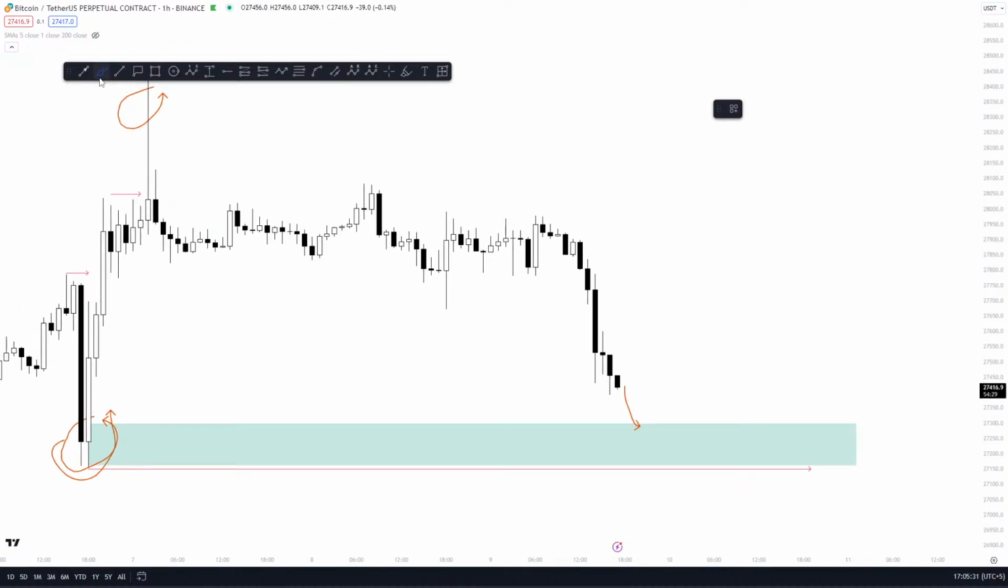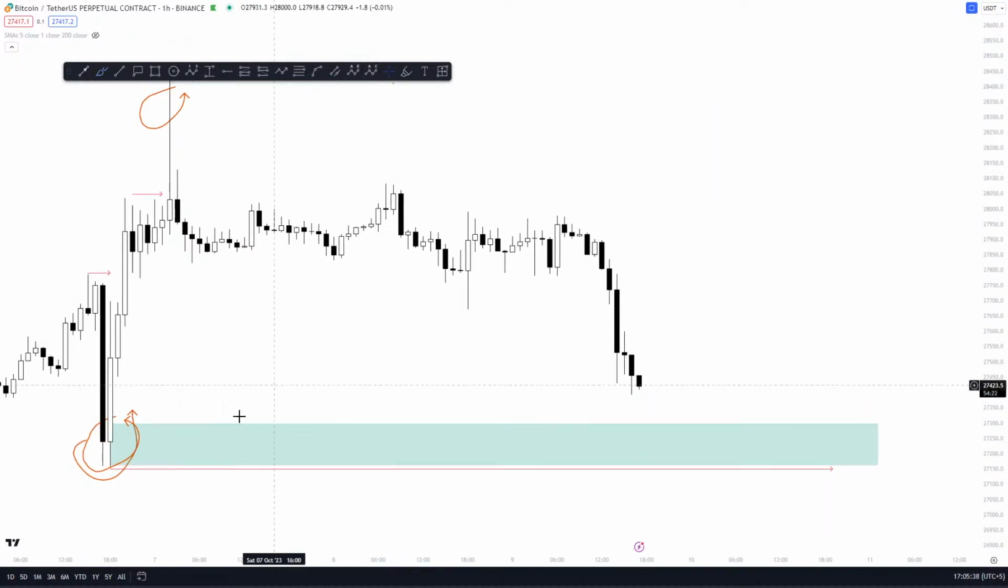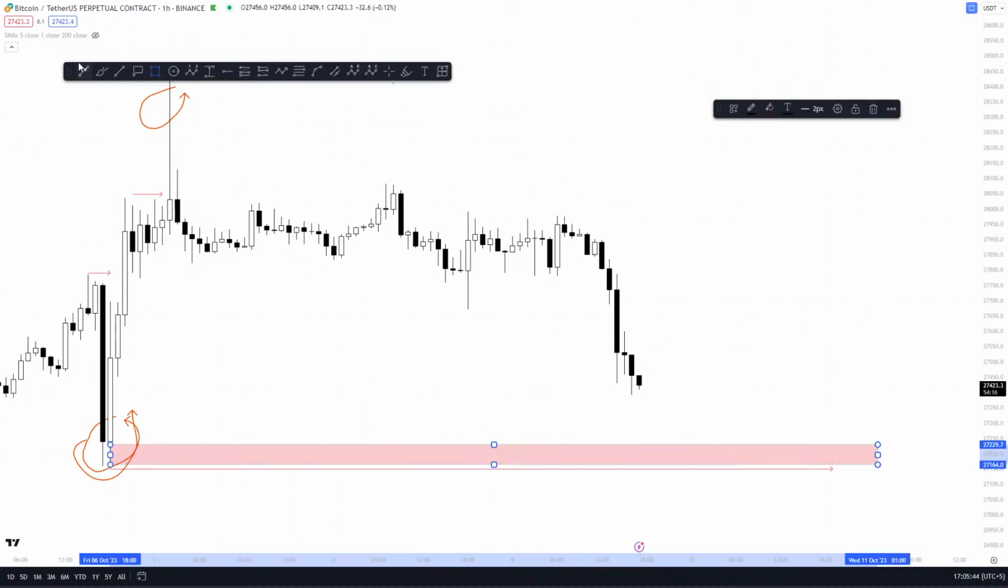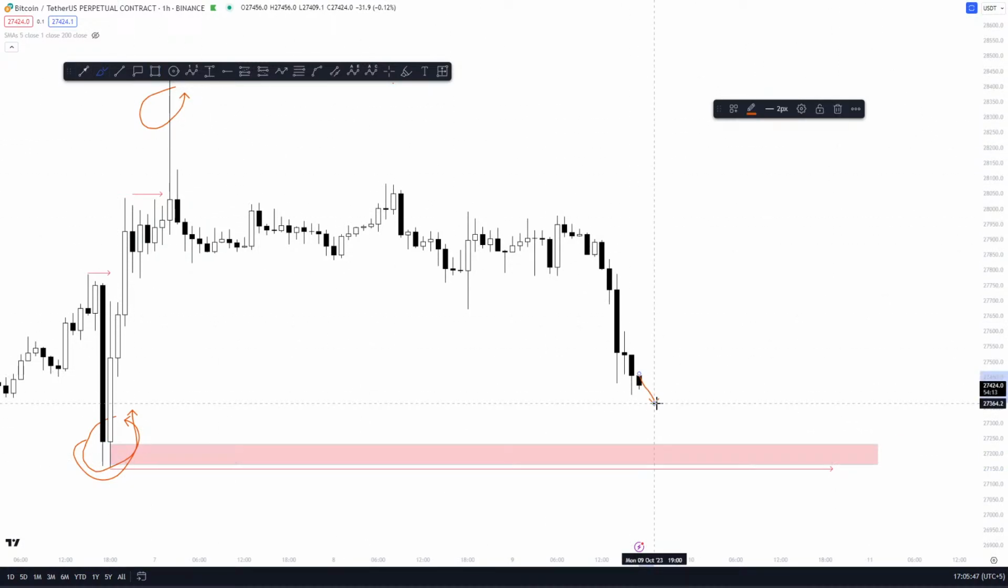Okay, so I want a demand zone like this, a small one. If I just refine it a bit more, why? Because I'm clearly seeing an advanced demand over here, like this. So this demand has a lot of potential for price to hold.